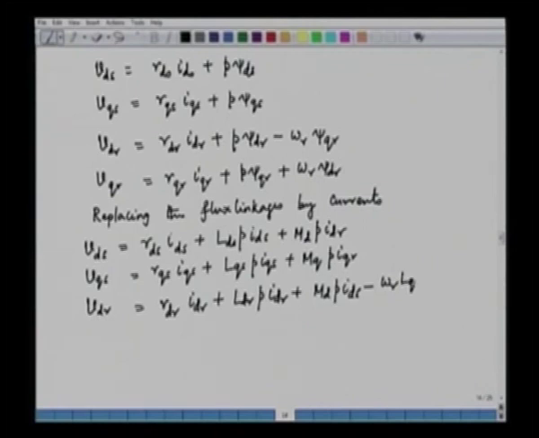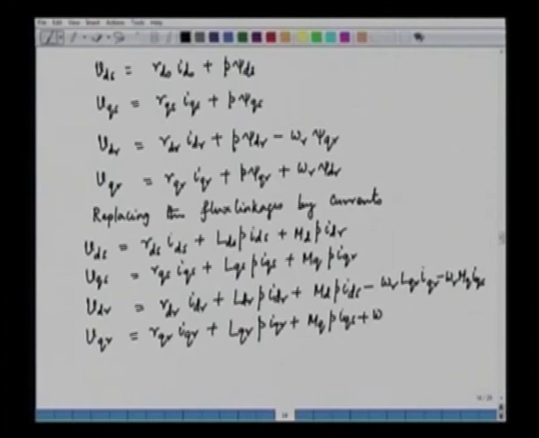omega r LQR IQR minus omega r MQ IQS, and VQR is equal to RQR IQR plus LQR PIQR plus MQ PIQS, and then we have the rotational induced EMF plus omega r LDR IDR plus omega r MD IDS.